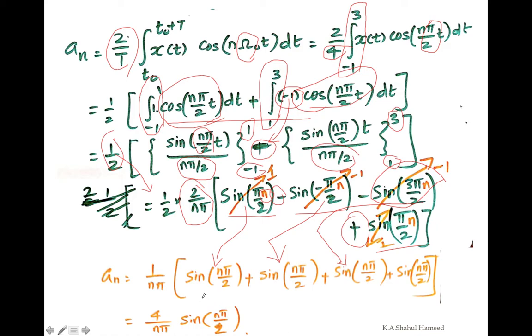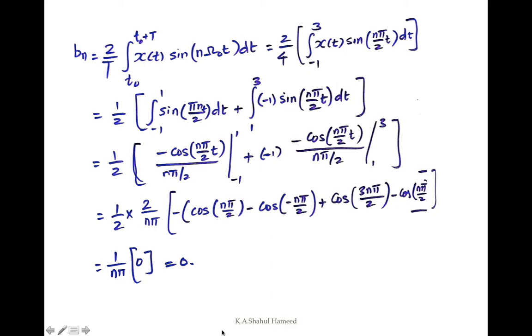So adding all these terms, I'm going to write an is equal to 4 by n pi sin n pi by 2. So this is the an coefficient. Now we are going to find out bn.